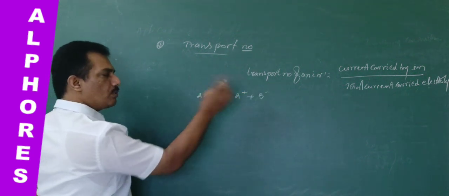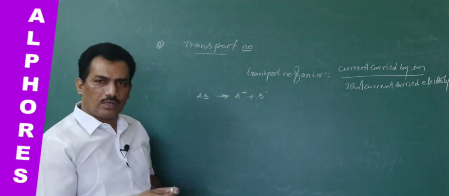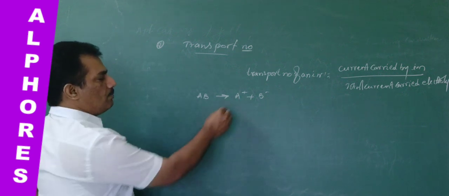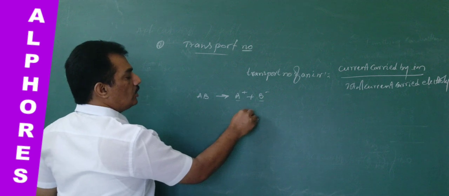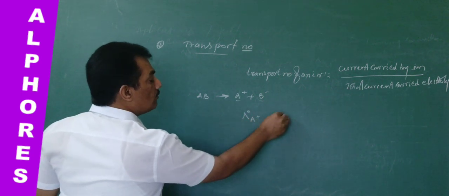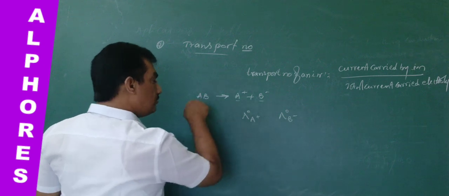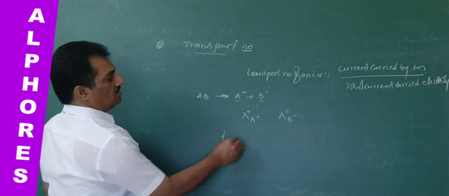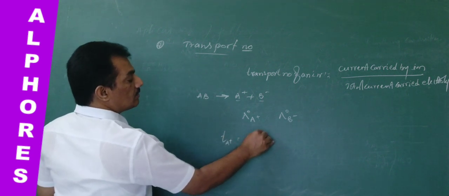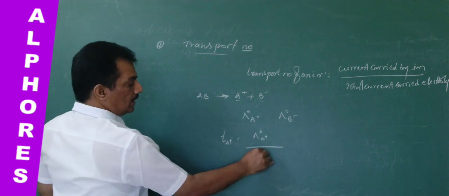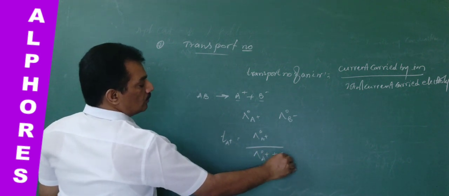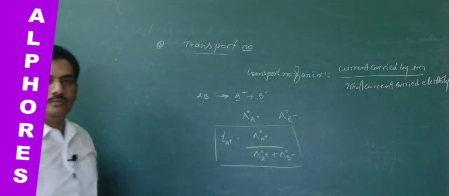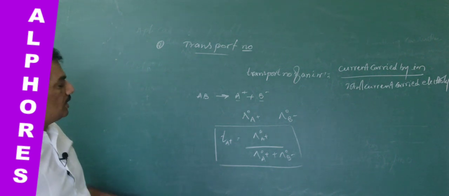Let us assume this is a strong electrolyte, or stronger, immaterial to that, and it is conducting. Now A plus and B minus have their individual conductances, and the sum of these two is nothing but the conductance of the AB electrolyte. Now if they ask for the transport number of A plus, it is equal to the conductance of that A plus by the conductance of both these two ions. Clear?